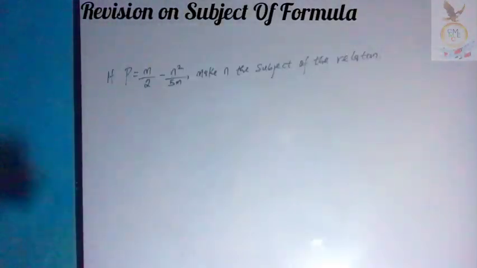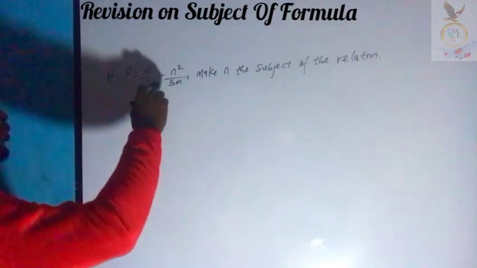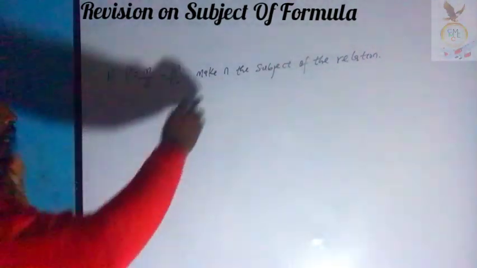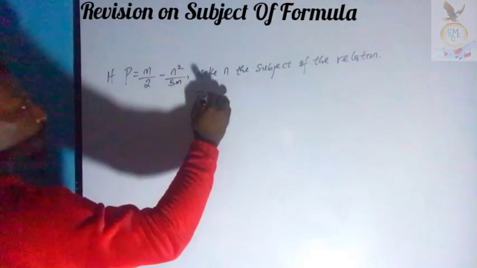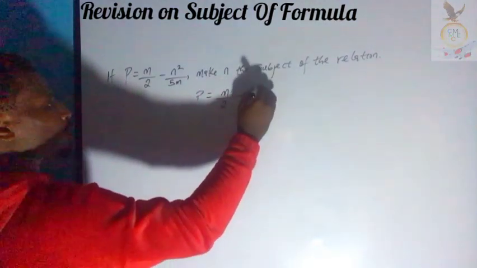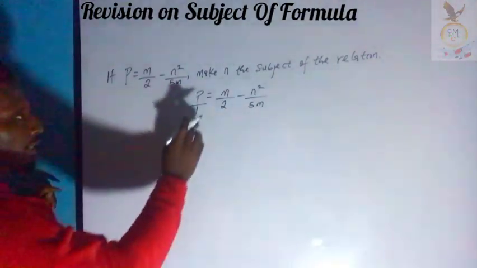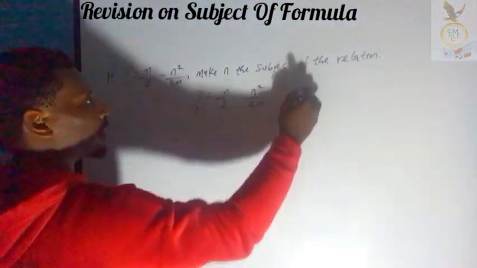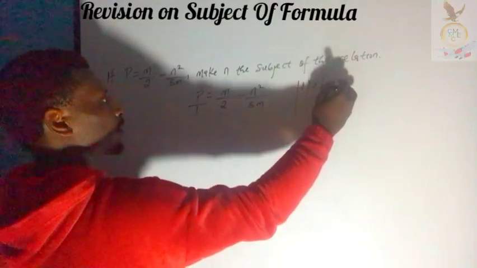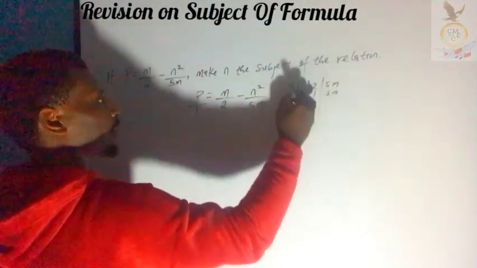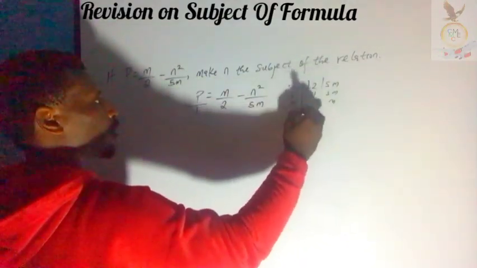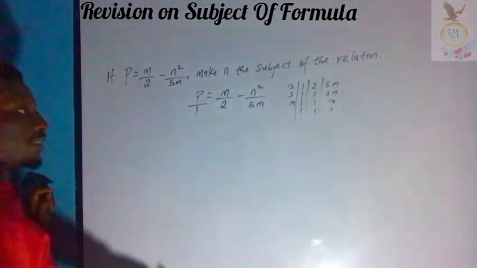So the seventh question, if p is equal to m divided by 2 minus n squared divided by 5m, make n the subject of the formula. P is equal to m over 2 minus n squared divided by 5m. I'm giving p over 1, finding the LCM of 1, 2, and 5m. 2 here is 1, 5m. 5 here is 1, m. M is 1, 2 times 5 is 10. 10 times m is 10m.